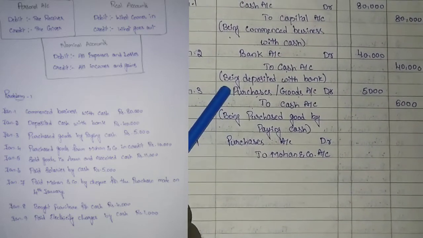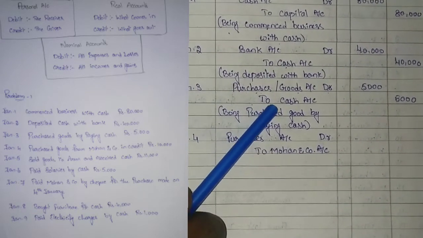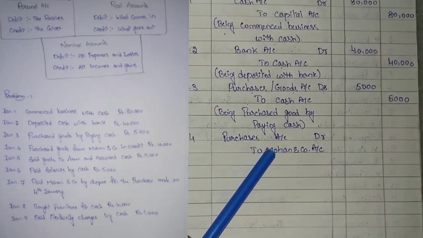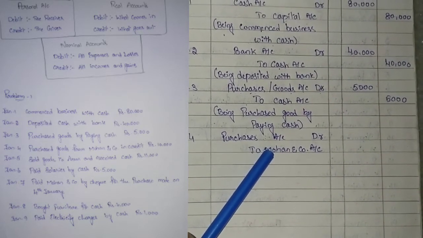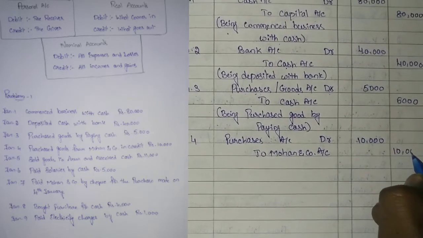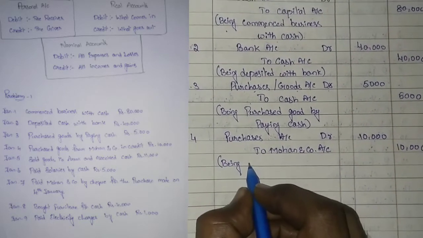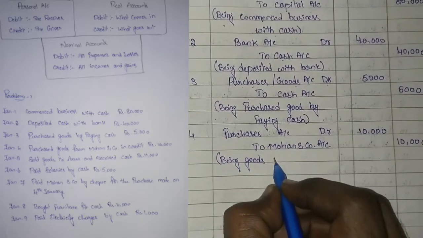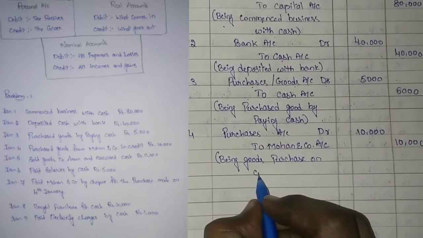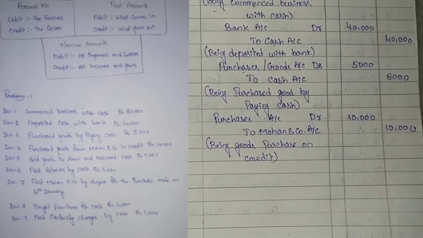So this is the difference between a cash transaction and a credit transaction. In case of cash purchases and credit purchases, for cash purchases we write purchases to cash account; for credit purchases we write to the particular name of the person or company. The amount is 10,000 rupees on both debit and credit columns, and narration being goods purchased on credit. So this is how we'll go for writing the credit entries.